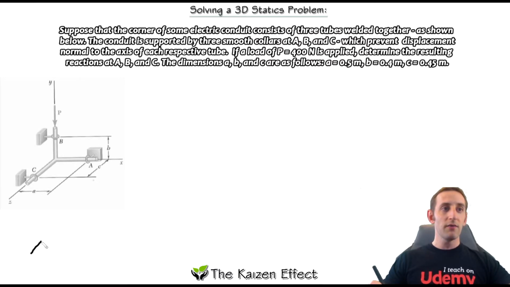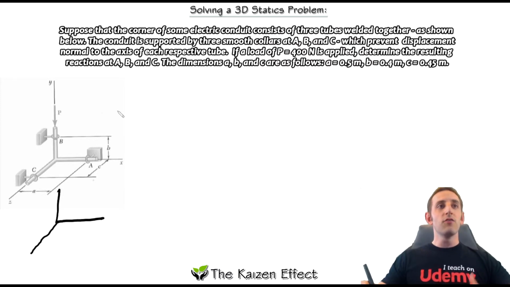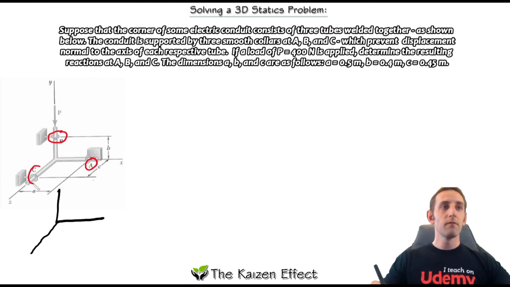So we're going to have some tubing like this. It's going to go over like that. And then we have a portion that goes straight up like that. And now the next thing you want to do is figure out what's going on at these joints, A, B, and C.